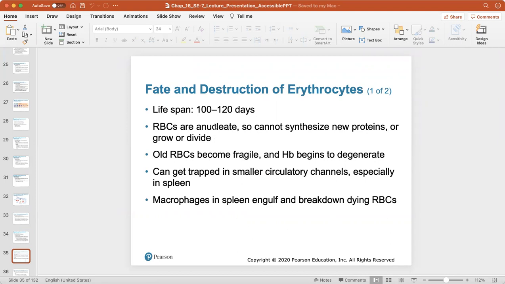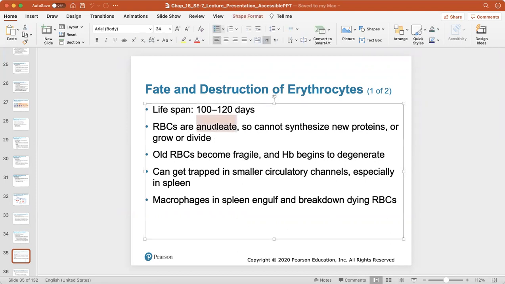The lifespan of your red blood cells is about 100 to 120 days. They are anucleate. They don't have a nucleus, so they can't synthesize new proteins or grow or divide. So once they become fragile, hemoglobin will degenerate. They can get trapped in smaller circulatory channels like your spleen, and macrophages in your spleen will engulf and break down dying red blood cells.